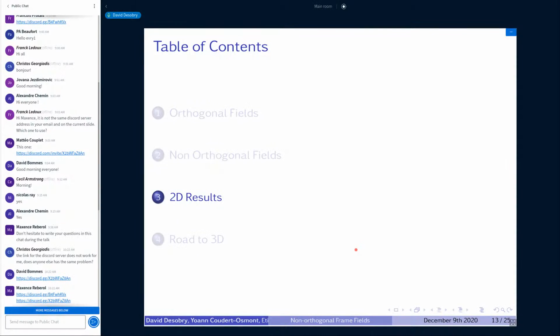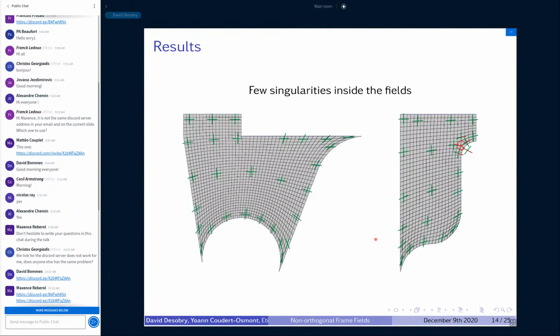I will now show some results of quad meshes obtained from these fields. So with these first results, I want to highlight the fact that removing the orthogonality constraints gives a new degree of freedom for the optimization. And so it gives an alternative to singularities. But it's only an alternative. The solver will just select the solutions that minimize the distortion in the field.